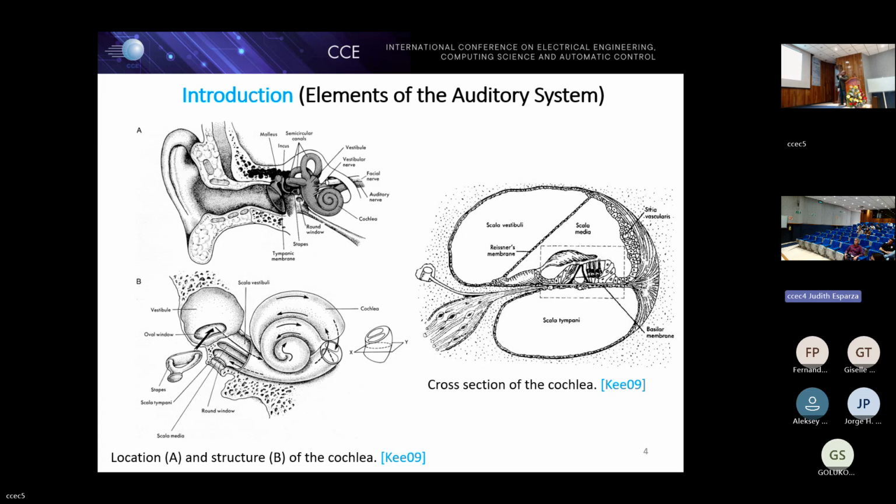On the membrane is the organ of Corti. In the organ of Corti there are the outer hair cells. The outer hair cells are the element where the mechanical energy is converted to electrical energy, which arrives through the auditory nerve to the brain and is interpreted by the human mind.